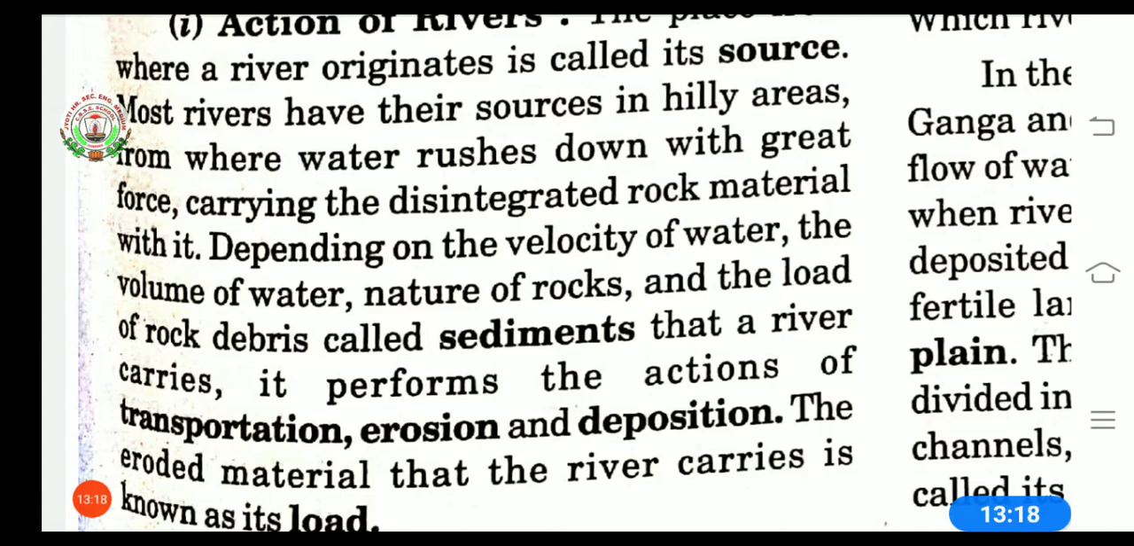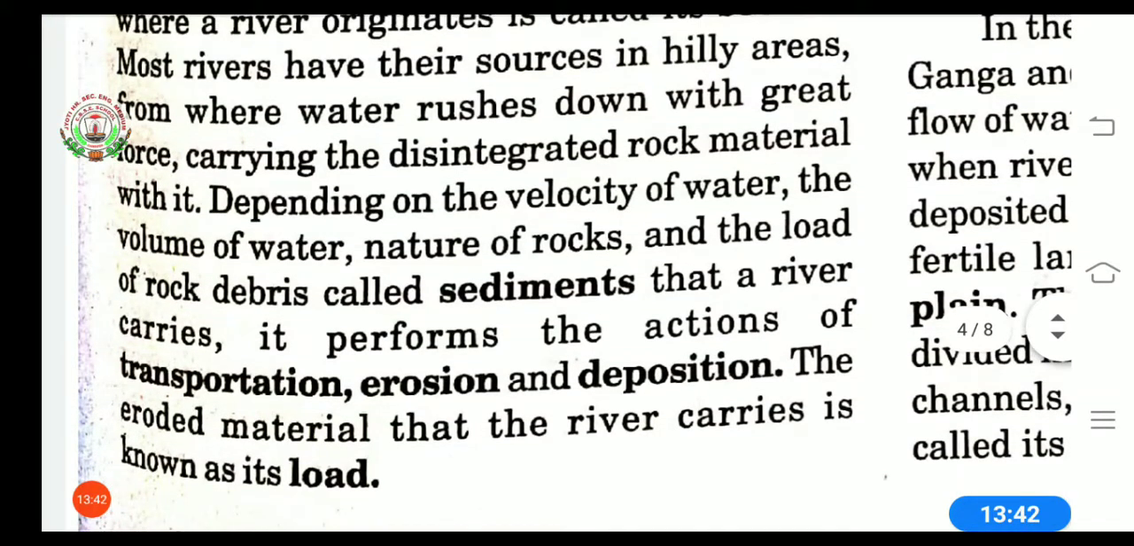First is depending upon the velocity of water. Velocity means speed, means what is the speed of that river or water. Second is volume of water. Volume means the amount or space that something take place. Third is nature of rocks. As you all have got to know that there are three kinds of or three natures of rocks: igneous rocks, metamorphic rocks, and sedimentary rocks. Then fourth is the load of rock, that is called sediment.